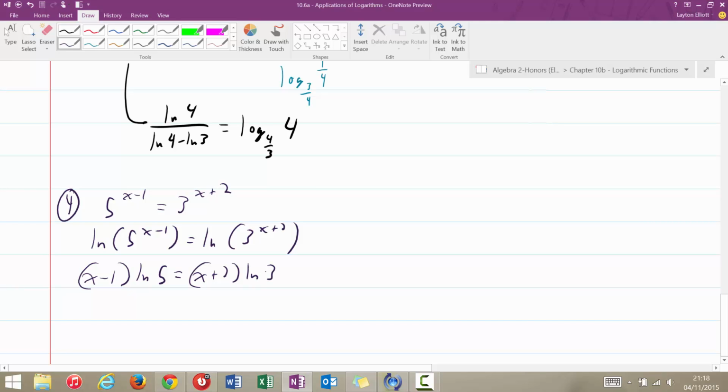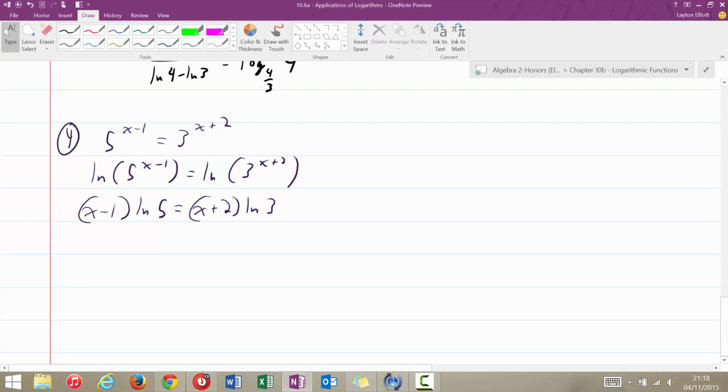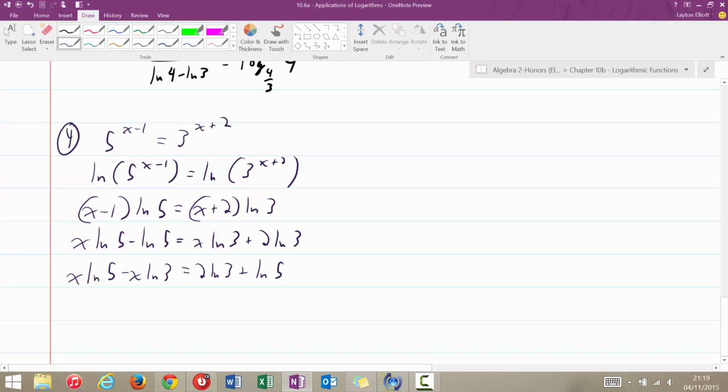I'm just going to keep the x minus 1 and x plus 2 grouped. Use the distributive property: x ln of 5 minus ln of 5 equals x ln of 3 plus 2 ln of 3. Put the x terms on one side and the constants on the other. So I have x ln of 5 minus x ln of 3 equals 2 ln of 3 plus ln of 5. Factor an x out on the left side: x times ln of 5 minus ln of 3 equals 2 ln of 3 plus ln of 5.